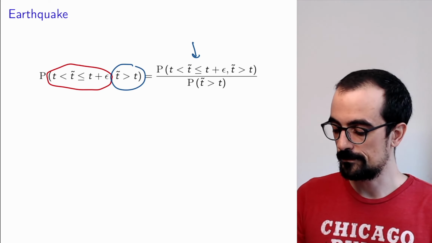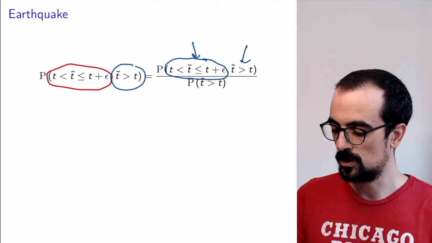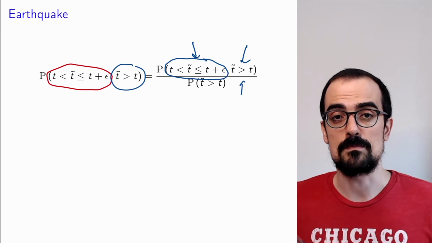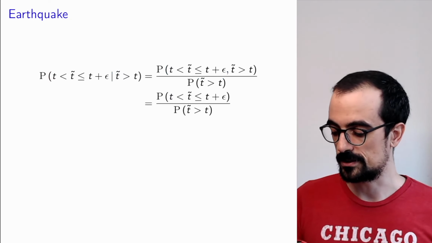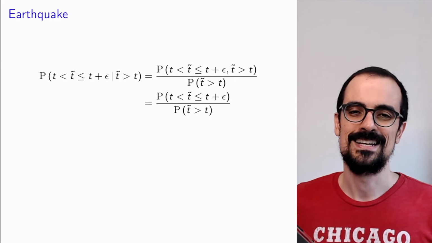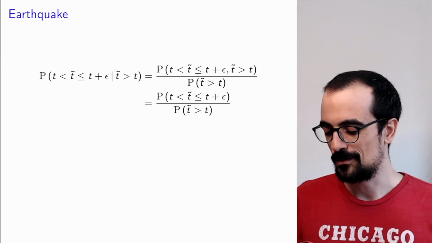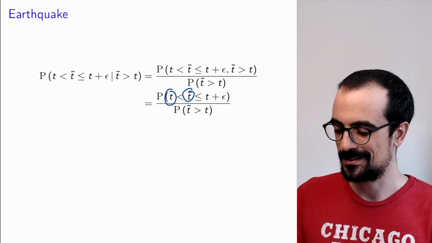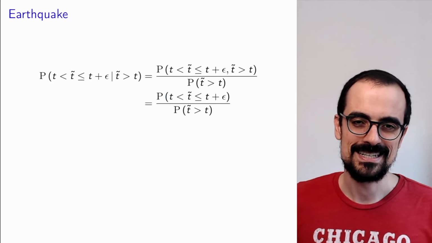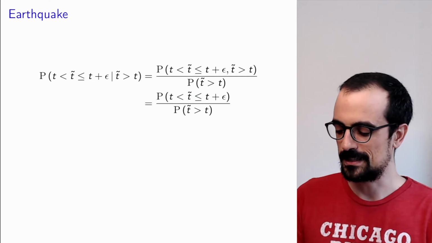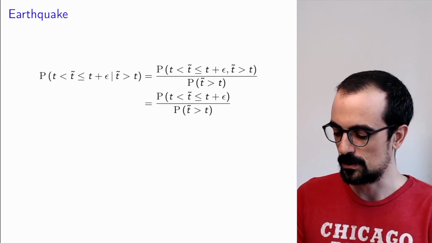Now, if you look carefully at these two events, you will realize that this is just a subset of the event on the right, because if t is between t and t plus epsilon, in particular, it's greater than t. So the intersection is just equal to this event that t is between t and t plus epsilon. I realize that I'm using t for two things, which I think is clearer when you look at it, right? This is the random variable t, and this is the constant t, but when I say it out loud, sometimes I struggle to find an alternative word, but I think you got it, right? All I'm saying is that the intersection is equal to this event.